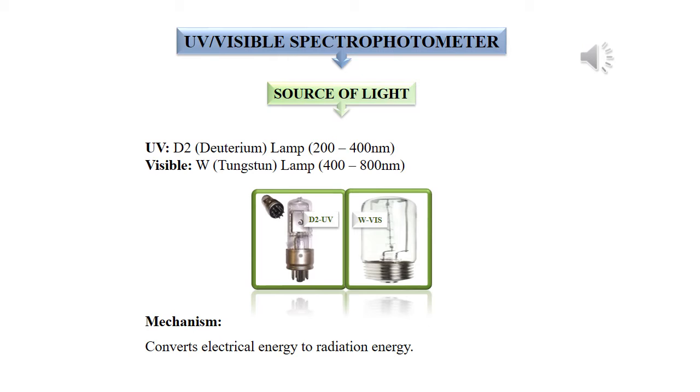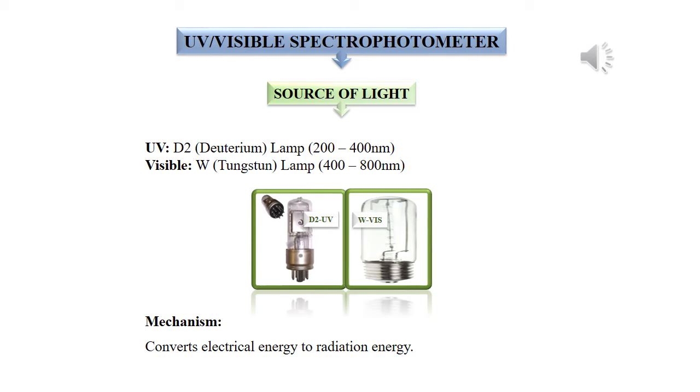That means when we are giving electric energy to the lamp, it will be converting it into radiation energy. So when we pass electrical energy to the D2 lamp, the hydrogen present in the lamp will be electrically heated, thereby it goes to excited state, and to come to ground state it emits radiation. So to come to normal position, that is ground state, the excited hydrogen in the form of deuterium emits UV radiation. That is the concept.